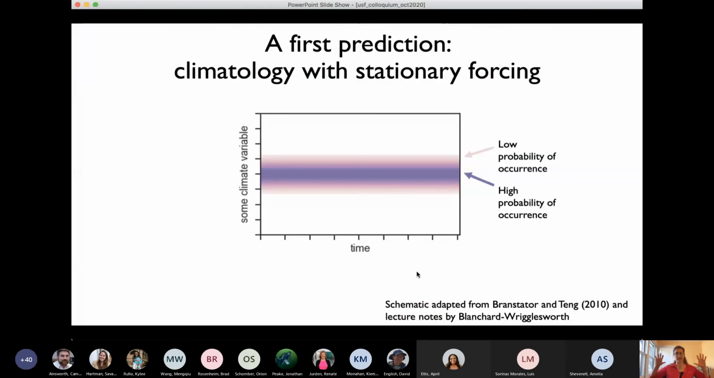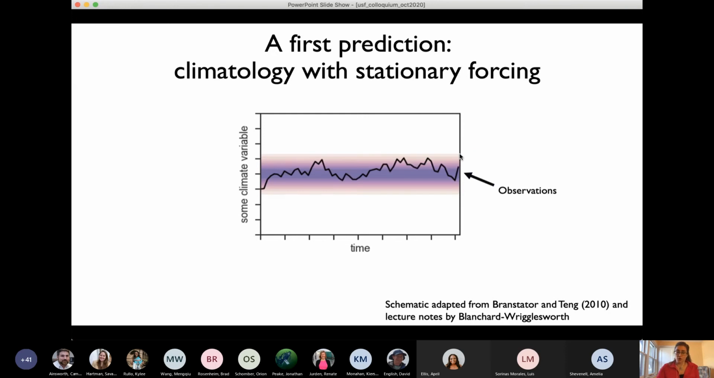So let's step back and just think about how could we predict some quantity in the climate or in weather. A first really good prediction is to use climatology. So you have some climate variable with time, and you just say, okay, we've got this probability distribution. And we know our mean is somewhere in here, and then we've got less probability in the lighter colors. So high probability in the middle, low probability occurrence on the edges. So you can imagine the observations are probably going to fall most of the time near the middle, and some of the rest of the time further from the edges. The climatology would be a first good prediction.